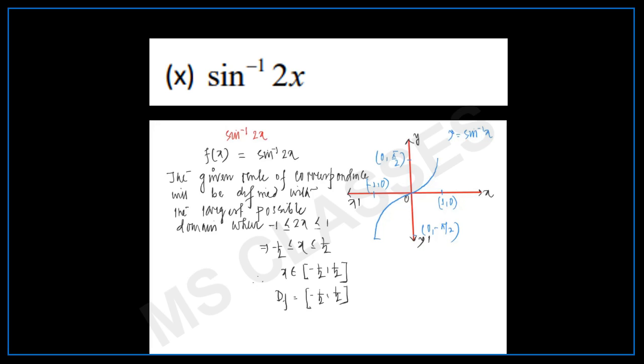Now, if we want to transform this curve to sine inverse of 2x, that you can also do. Just multiply x by 2, that is, divide the x-coordinates by 2. So you get -1/2 to 1/2 here, and that's the required curve.